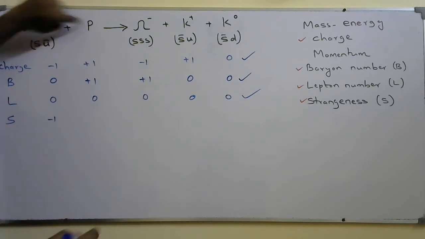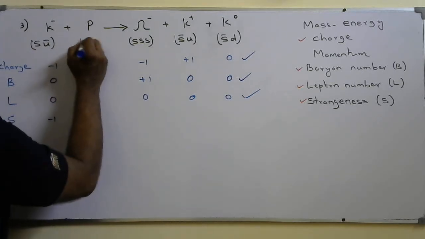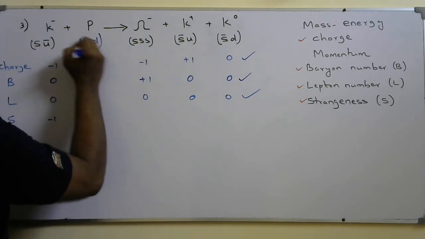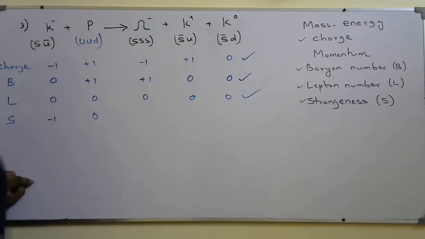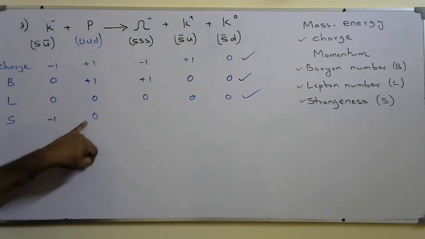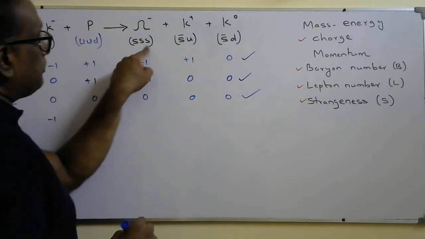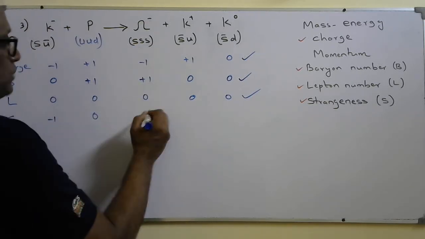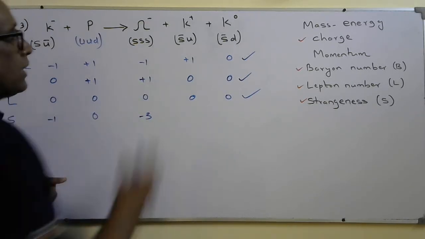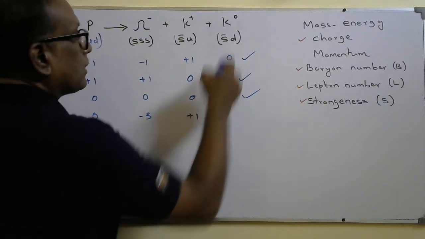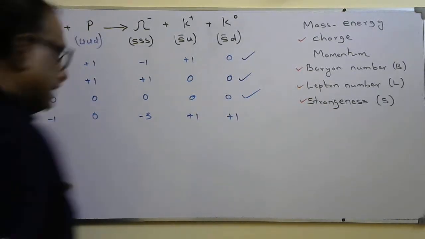The proton has no strange quark. You must know its internal structure, UUD. You must remember that. It has no strange quark, so strangeness is 0. This is each of them minus 1, so minus 3. This is plus 1. This is plus 1. We will check whether it's valid.